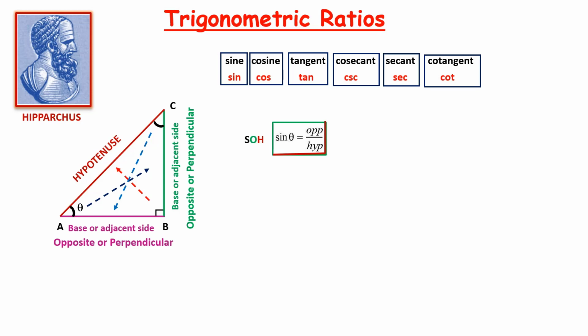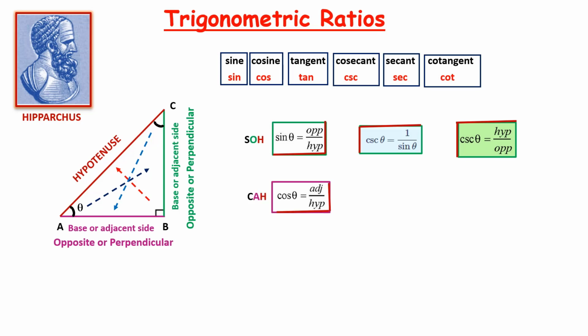The ratios of the sides of the right-angled triangle are related to the angles as: sin theta is equal to opposite side by hypotenuse, and cosecant theta is the reciprocal of sin theta. Therefore, cosecant theta is equal to hypotenuse by opposite side. Cos theta is equal to the adjacent side by hypotenuse. Secant theta is the reciprocal of cos theta. That's why it is hypotenuse by adjacent side.